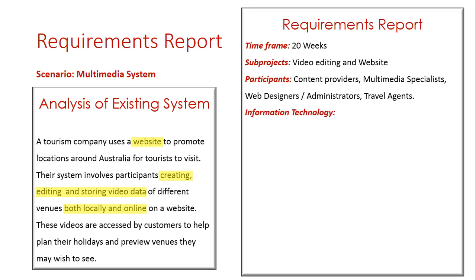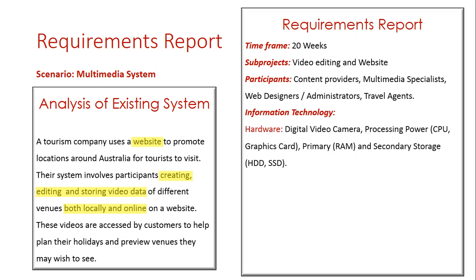We then need to look at what information technologies are involved. Now, we already know that basically that we're using video editing software and we're storing video data. So hardware would need to obviously make it possible for this to happen. So we need digital video cameras for catching the video from these different venues. We need processing power on our computer through the CPU and graphics card to manage these videos and make sure they're quality and will run at a quality rate.